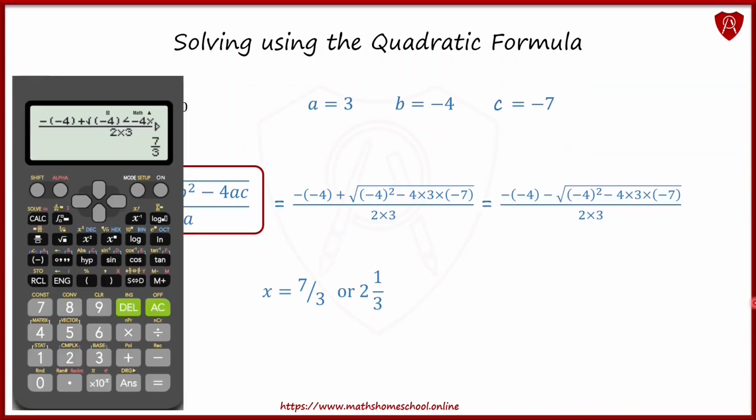To get our second solution, we do not need to key in the numbers again. We only need to change this sign from plus to minus. No other change is needed. Navigate with the arrow keys to take the cursor back to the position just left of the square root sign there. Press delete to get rid of the plus and key in minus.